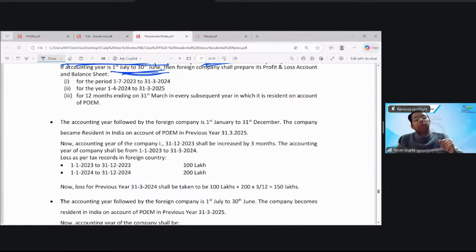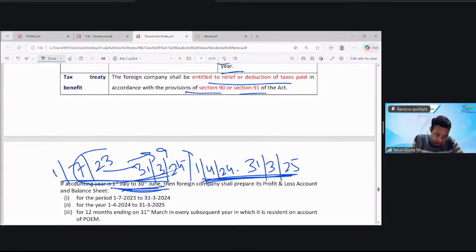But for losses, the law says that if this period, this 9 month period, or earlier it was a 3 month period if I was following the calendar year, is less than 6 months, then you have to aggregate it with the previous accounting year.